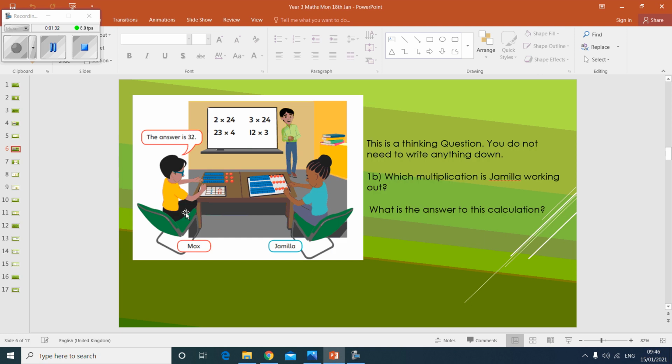Another thinking question. We still see the same calculations on the board, but this time, which multiplication is Jamila working out? And what is the answer to this calculation? Look carefully at her board. Look at the rods and look at the ones. Pause the video here and then we'll look through the answer.